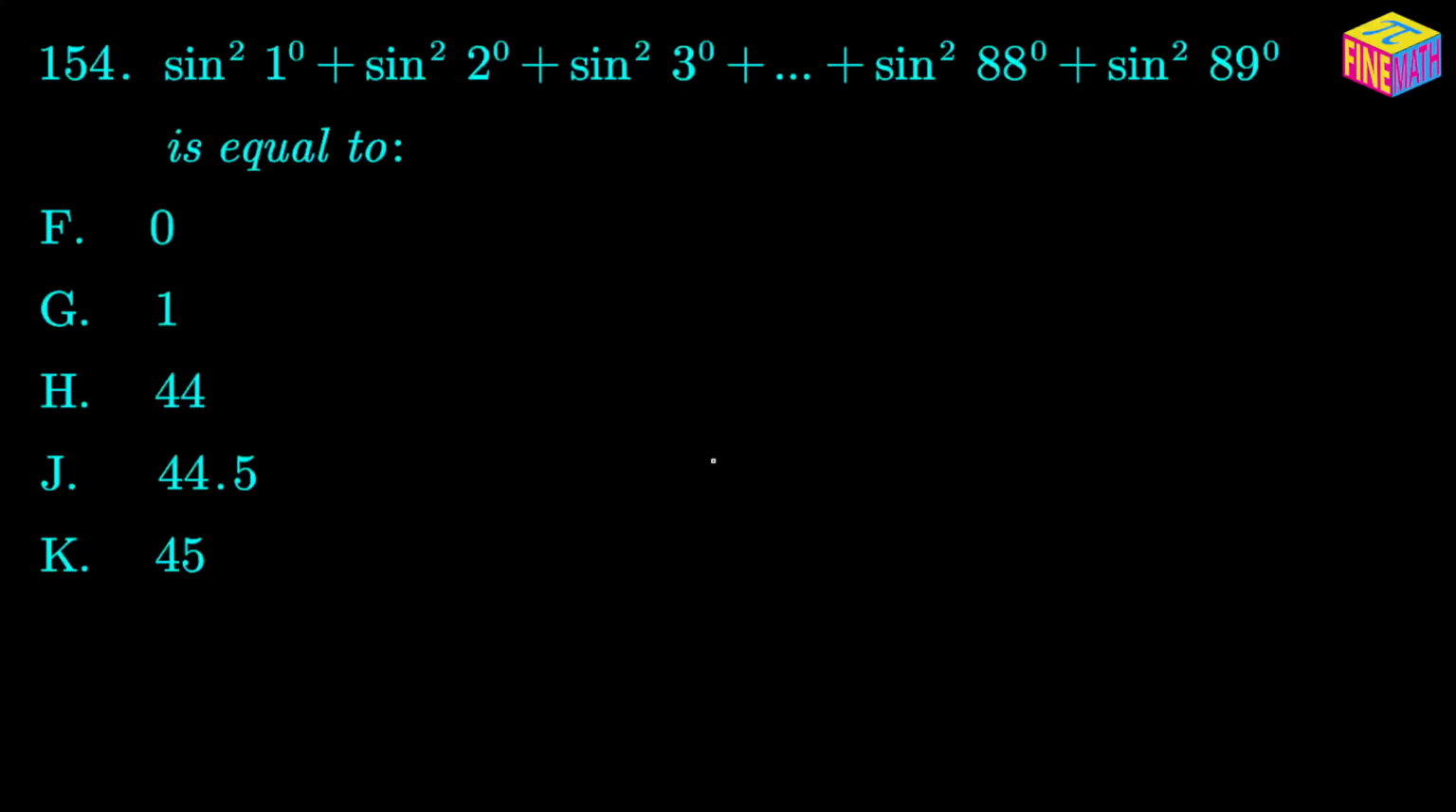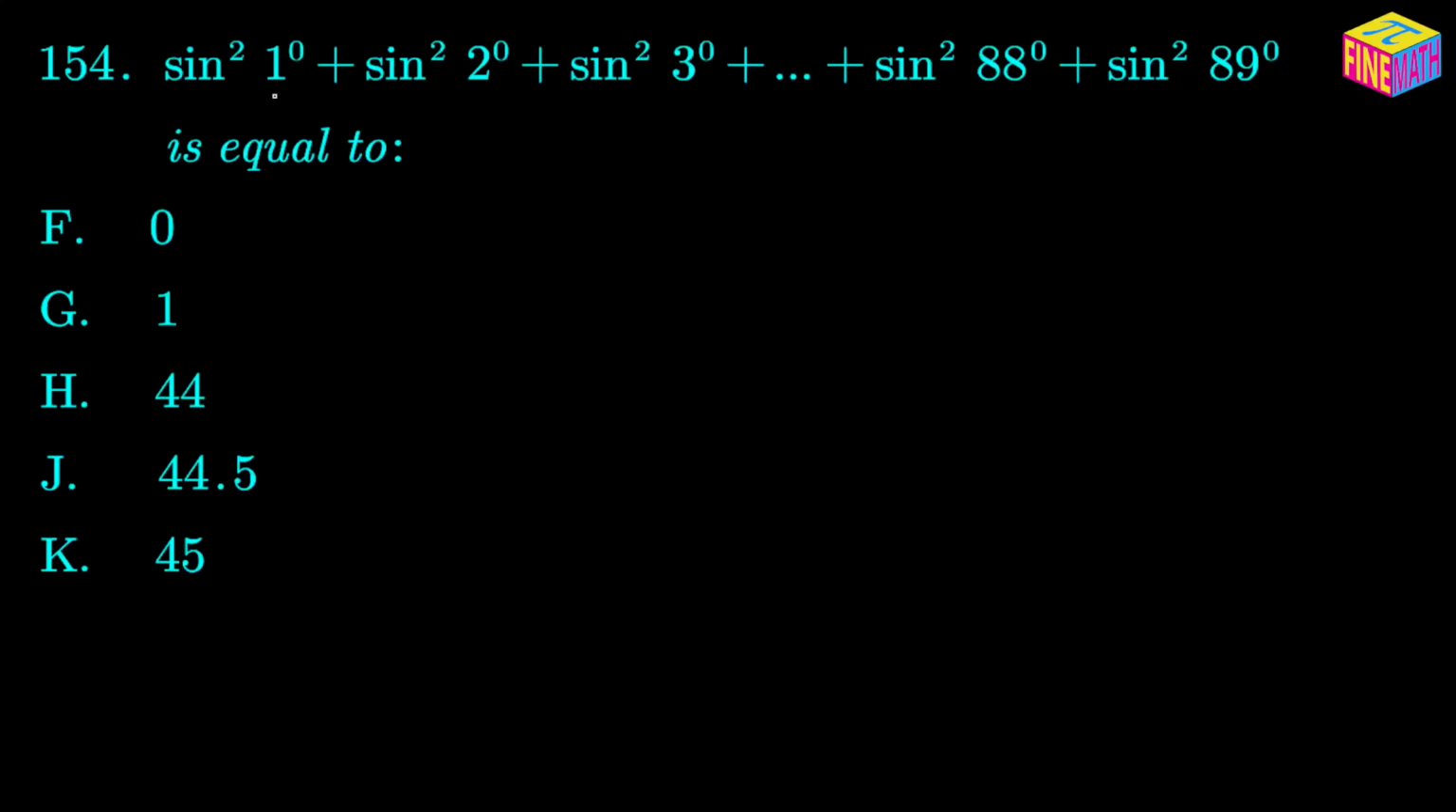So here this big sum has actually 89 terms. First term is sine squared of 1 degree, second term is sine squared of 2 degrees, third term is sine squared of 3 degrees, and fourth term is obviously sine squared of 4 degrees, fifth term would be sine squared of 5 degrees, and so on all the way up to sine squared of 89 degrees.